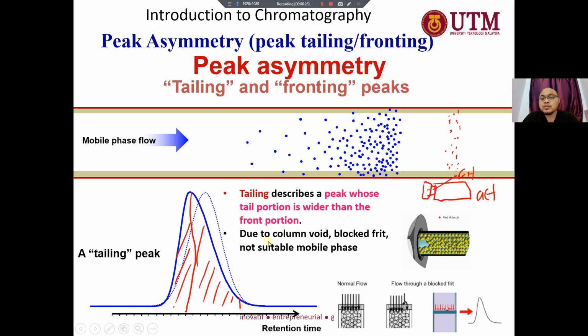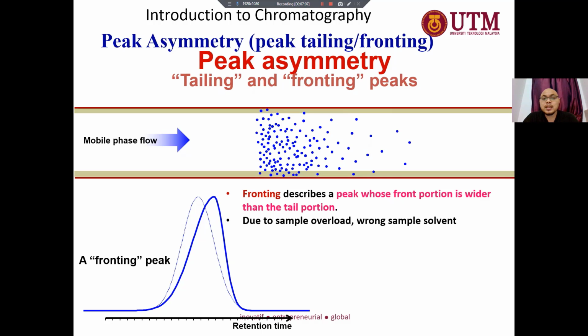To avoid an unsuitable mobile phase, what you can do is dissolve your sample using the mobile phase solvent system. For example, your mobile phase solvent system is composed of acetonitrile and water at pH 3. So you can use acetonitrile water 70:30 at pH 3 to dissolve or to prepare your standard. So this is the idea.